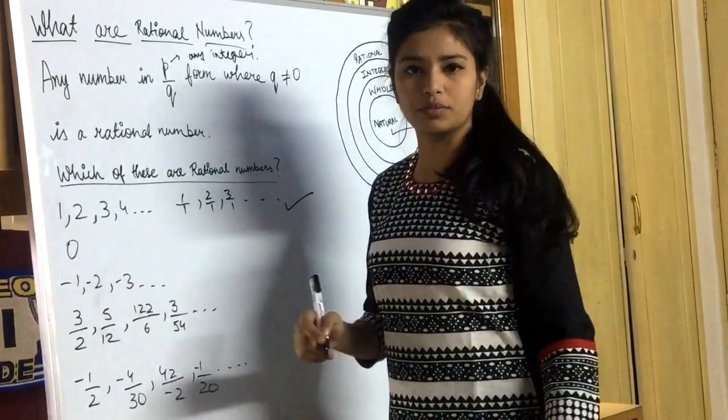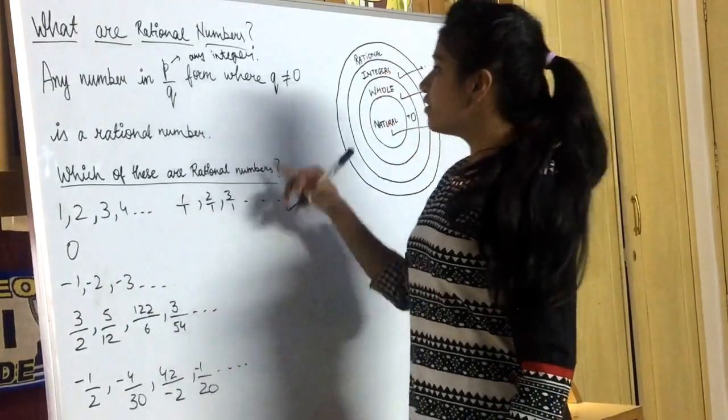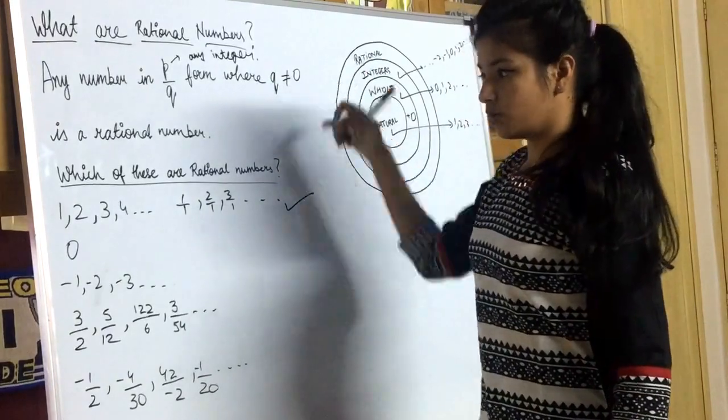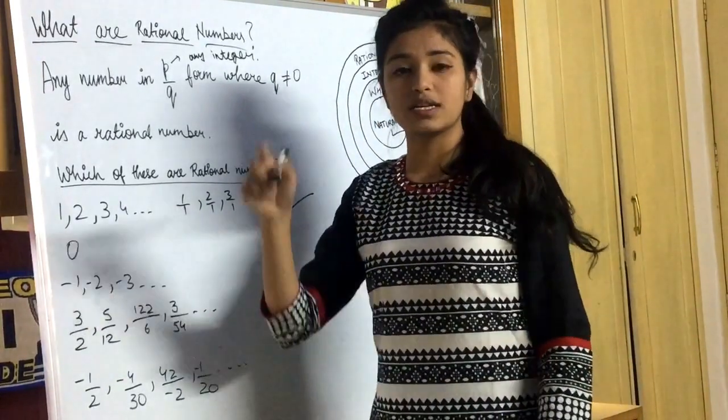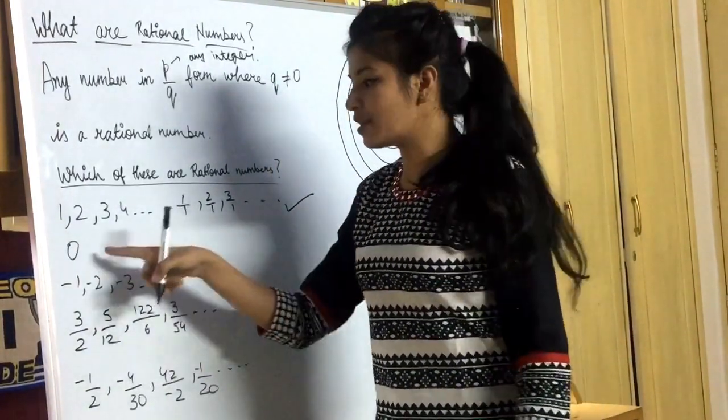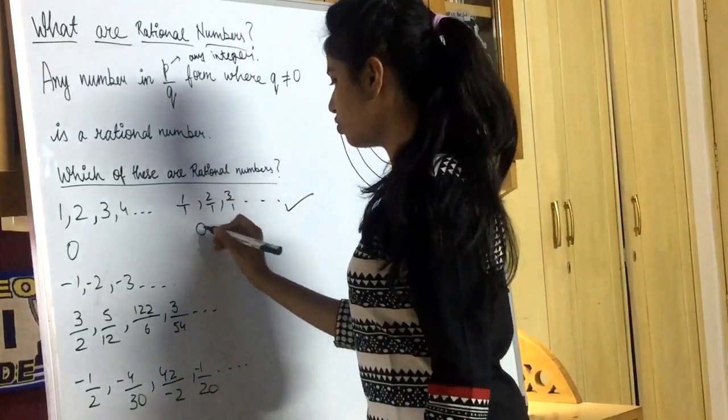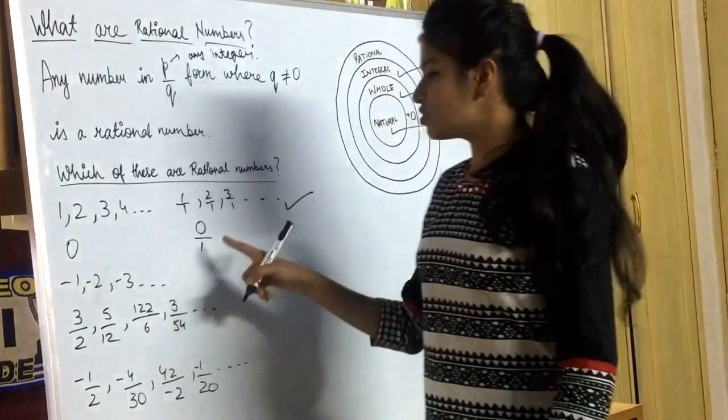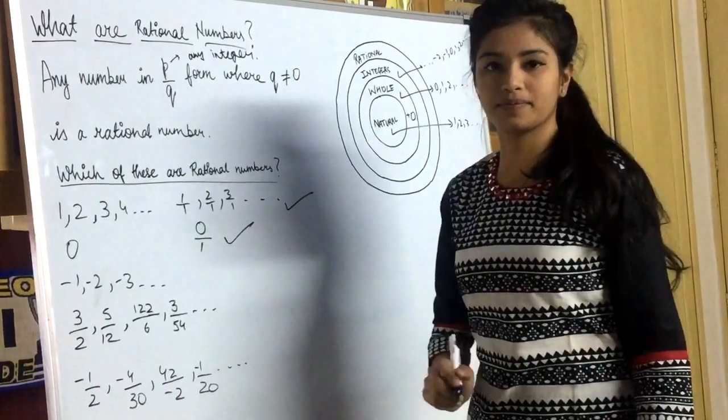Is 0 a rational number? We said q should not be equal to 0, but this number can be written as 0 upon 1, which makes up a rational number. So we can write it as 0 by 1. So this definitely makes a rational number.